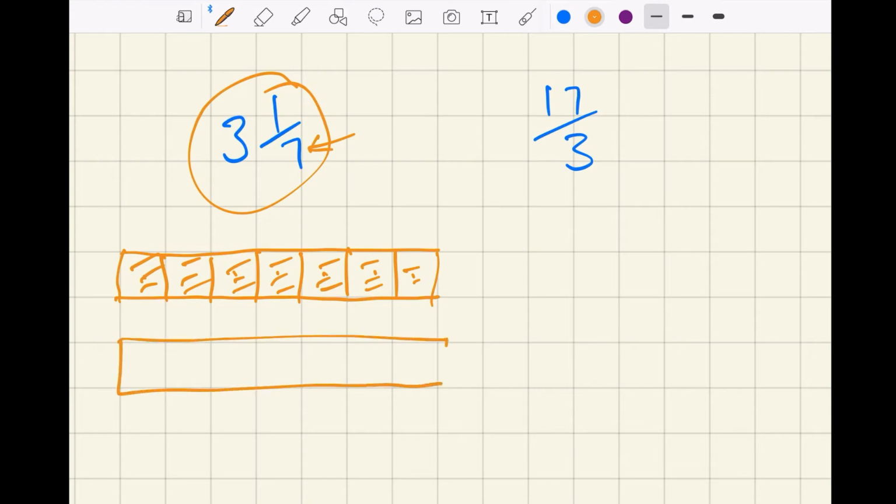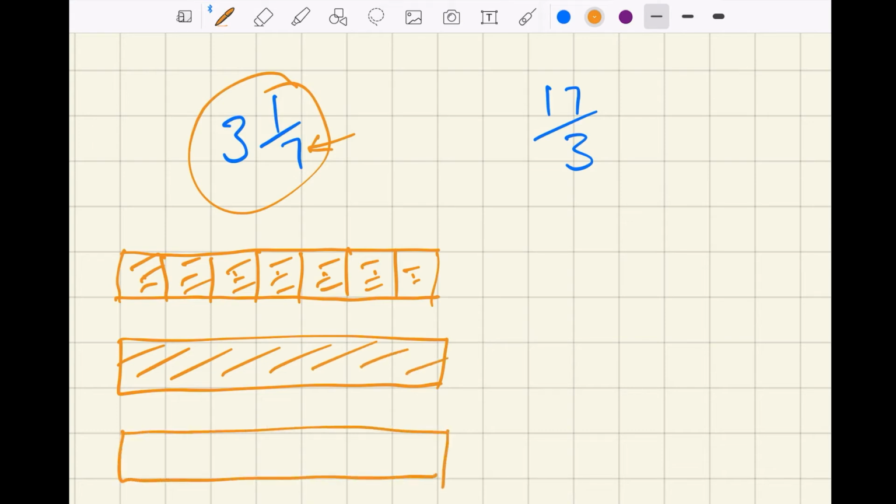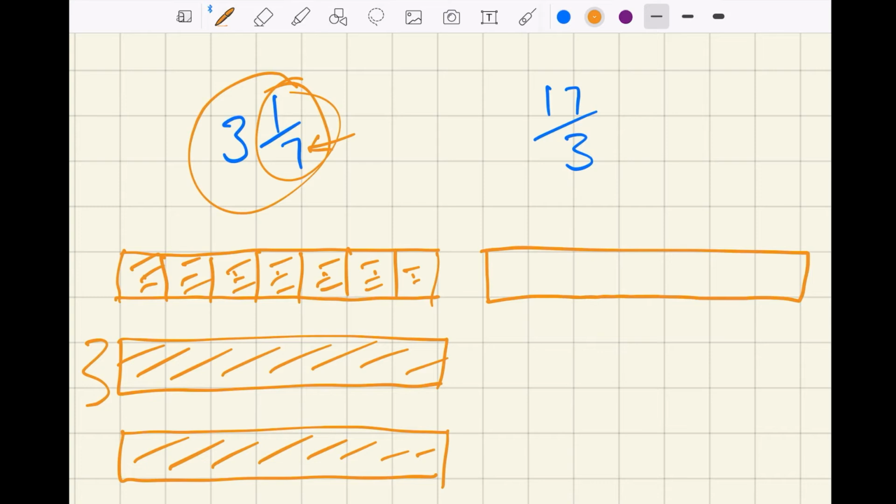So that's one whole thing coloured in. Here's my second, and here's my third. The whole thing coloured in. So there's my 3 wholes. Now I need to somehow represent this 1/7. So I'm going to draw another one. And this time I'm only going to colour in one part of the 7 to make 1/7. I will draw these in so that it's easier to see.